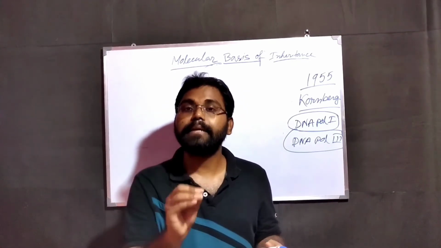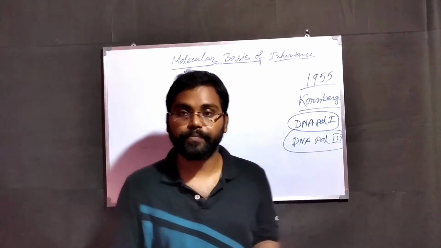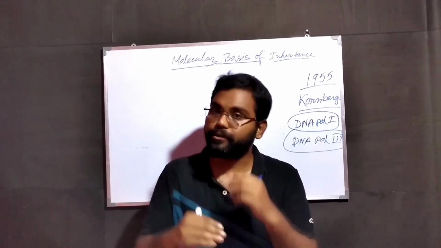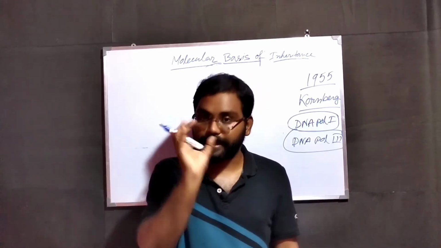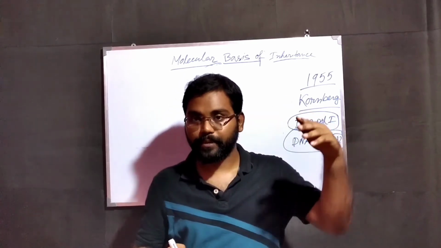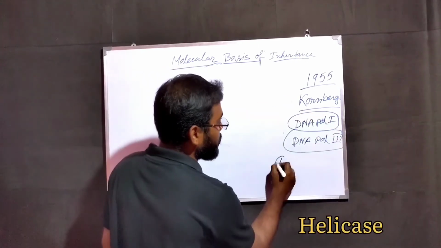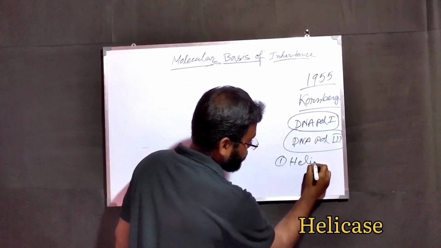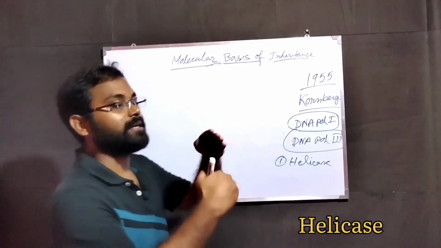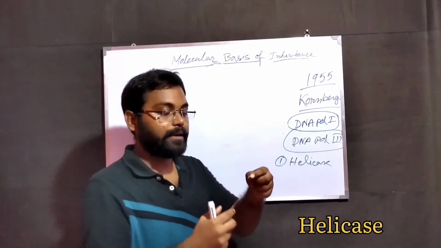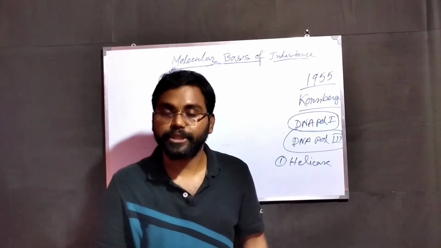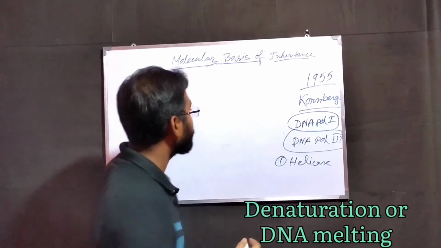But how does DNA replication start? As we know that both the strands of a DNA is attached through hydrogen bond, and for DNA replication these two strands needs to be separate. Helicase is the enzyme, helicase, that breaks the bond between two strands of a DNA and also untwist them. This breaking is called denaturation of DNA or DNA melting.